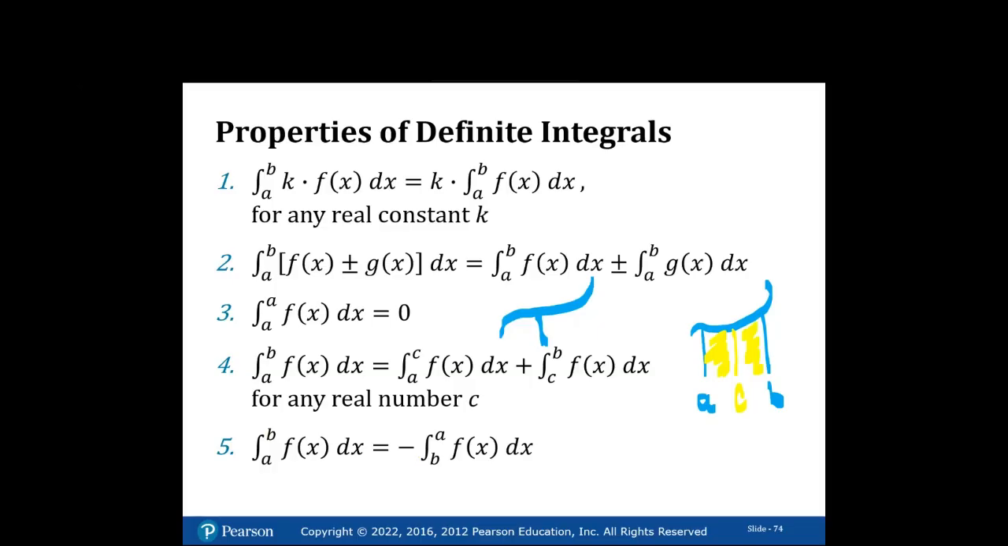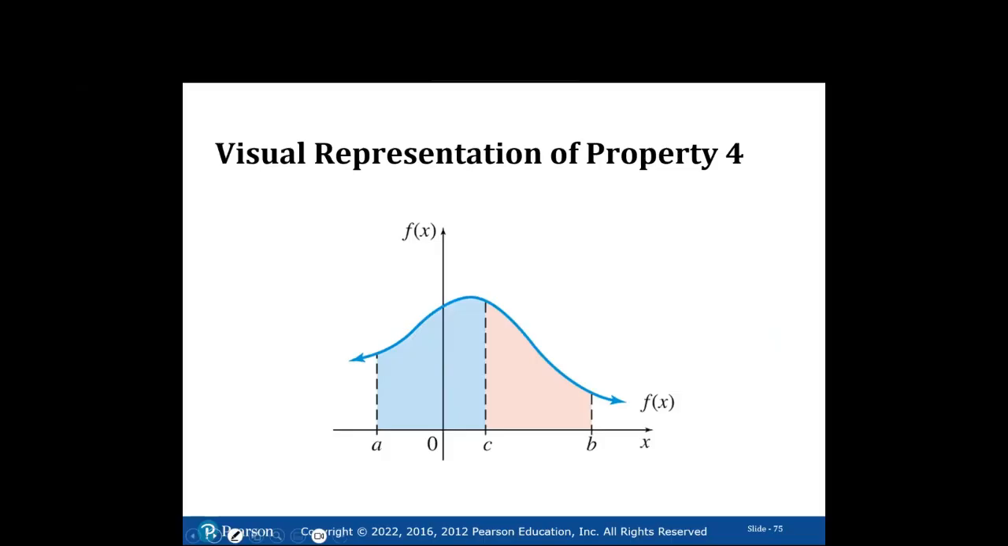So these are just some tricks that we can use when solving definite integrals. And here's that picture that I was talking about for if I have a c in the center. Then I can take this first area, which is a to c, blue, plus the red area or orange from c to b, and I still get this whole area in between. Okay. And that's something we will use down the line.